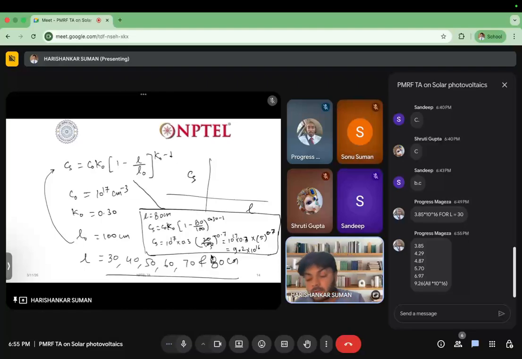Okay, so according to you, 430 is 3.85, then 5.5, then 6.2, and then 7.3, 8.9, and last 9.2, with 10 to the power 16 per centimeter cube. Okay, so these are the numbers.